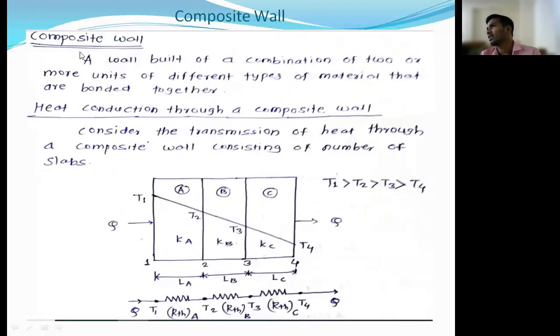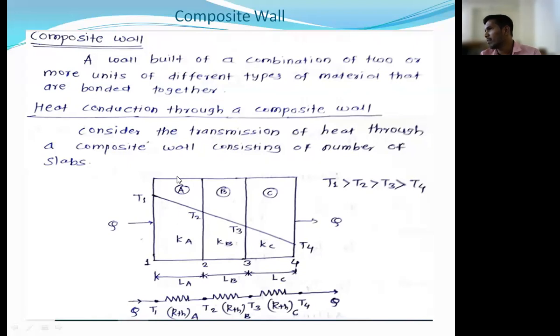Now we have to discuss the composite wall. So what is the meaning of composite wall? Already we have discussed and derived the equation for the single plane wall. Now we have to combine the different plane walls. Okay, so what is the meaning of composite wall? A built of combination of two or more units of different types of materials that are bonded together. Okay, so what if there are different materials?